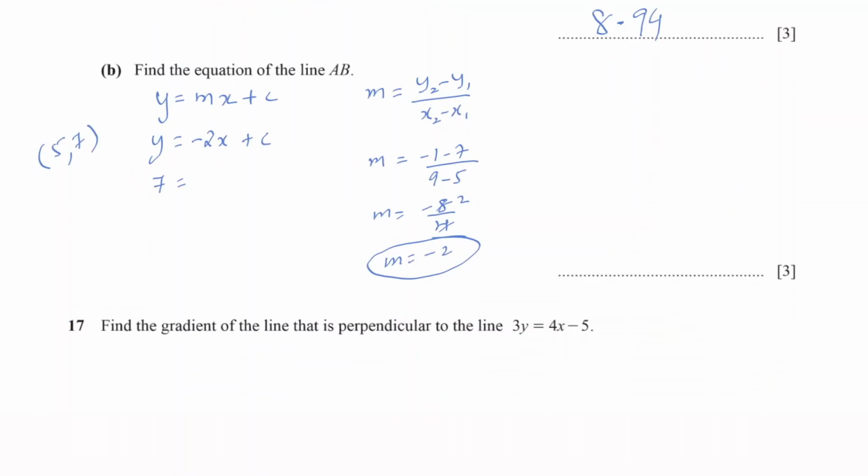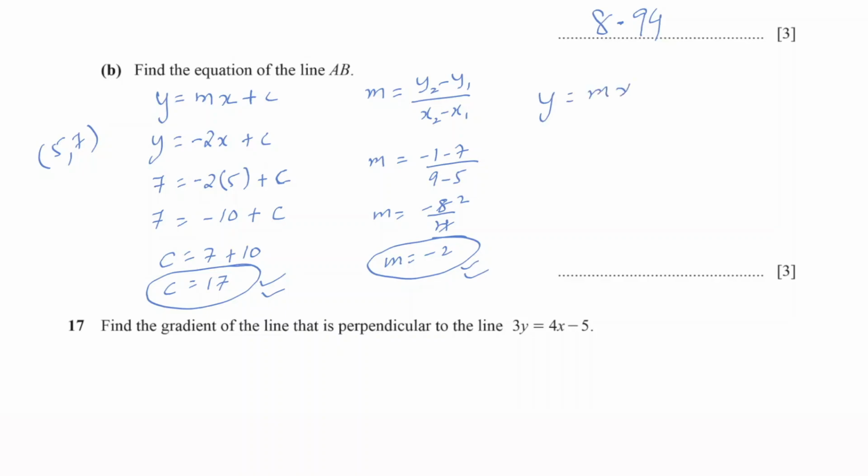So if I put y as 7 and x as 5, I can easily find out the value of c, right? So 7 equals to minus 2 times 5 is minus 10 plus c, right? So the value of c will be 7 plus 10. So c will be equal to 7 plus 10 is 17. So we are almost done with the answer. So y equals to mx plus c is the equation of line where m is minus 2 and c is 17. So this is our final answer, y equals to minus 2x plus 17. I hope you understand this.